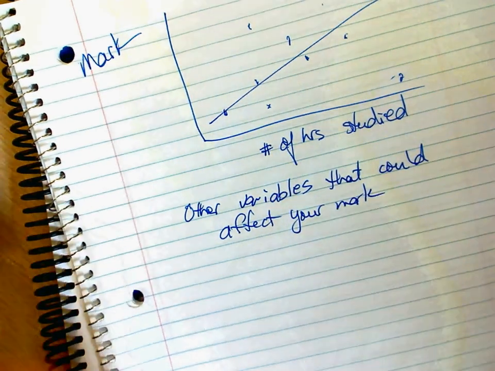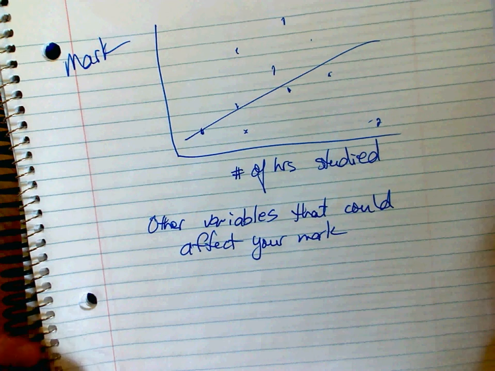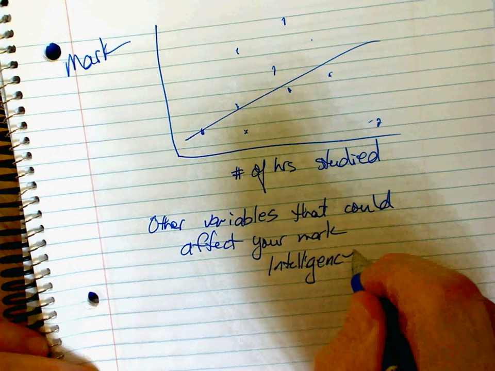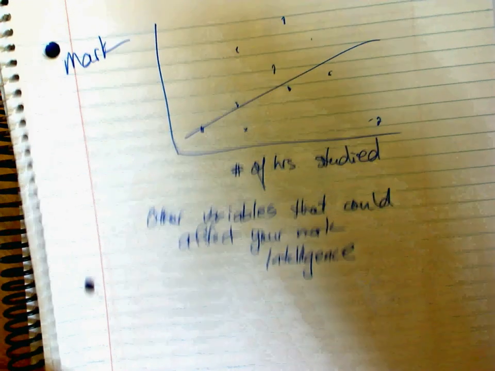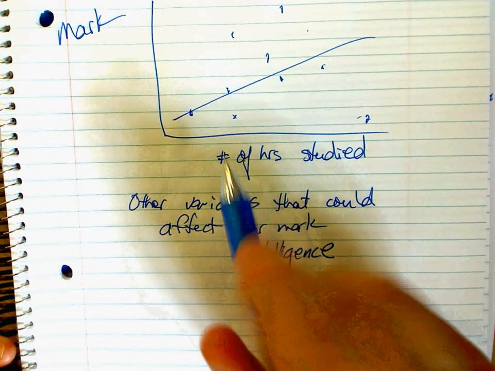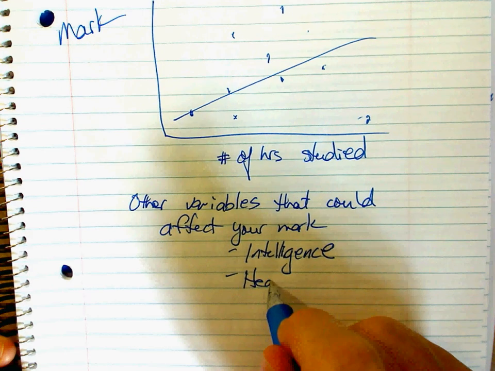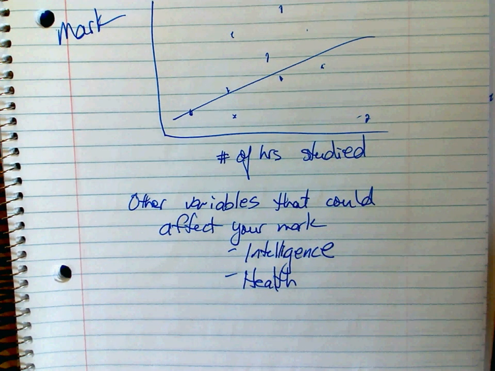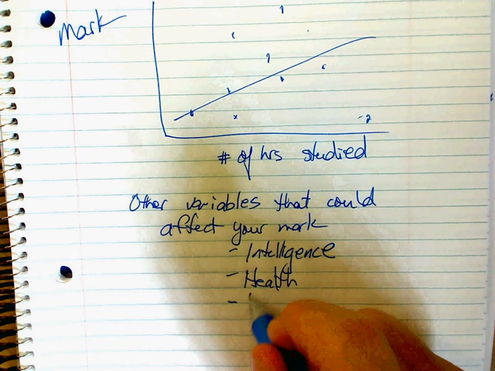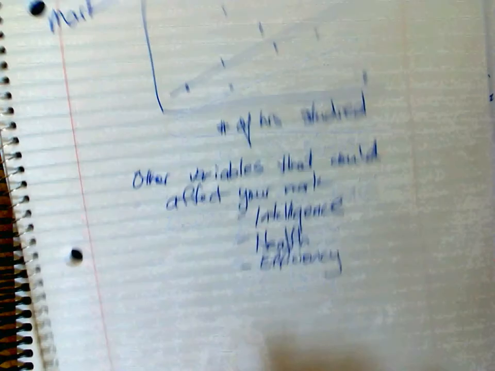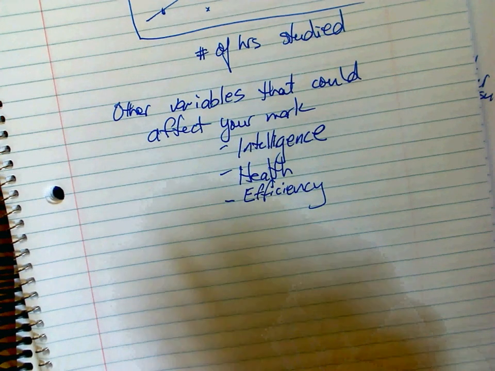Can you think of other variables that might affect you? Intelligence? Anything else? Time management? Health at the time? Yeah, what if you're studying and you have a headache or you have the flu? Yeah, maybe efficiency or effectiveness. Anything else? Time you study?